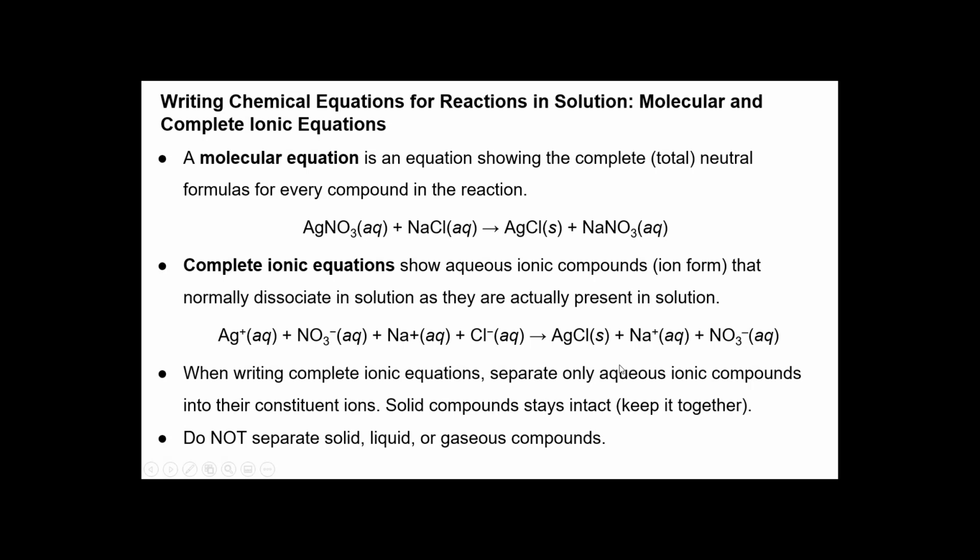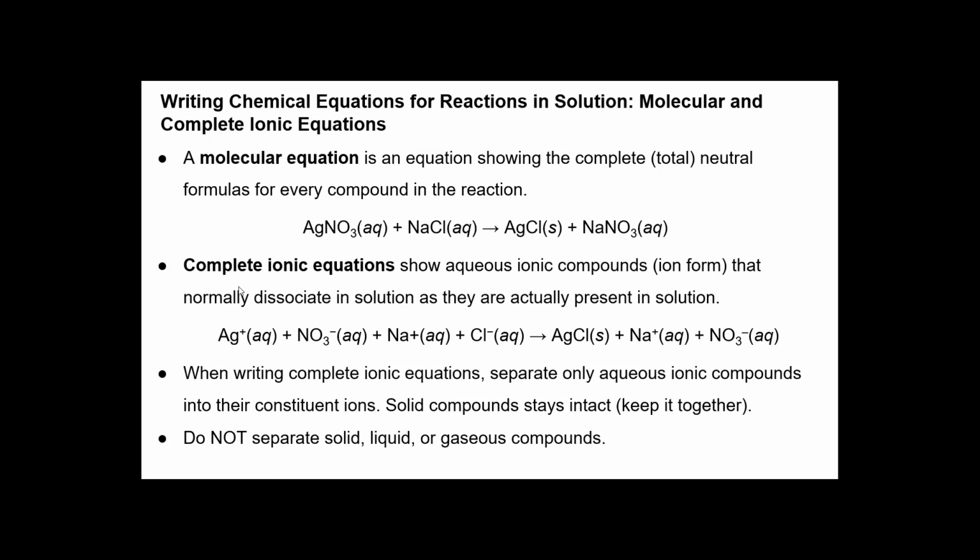A complete ionic equation is the same equation, however, it's broken up completely into ions, except for anything that is a solid. That stays in the solid form. And if there are coefficients, this one doesn't show, these are all ones, but if there were coefficients, you would also use the coefficients. You keep it balanced even if it is an ionic form.